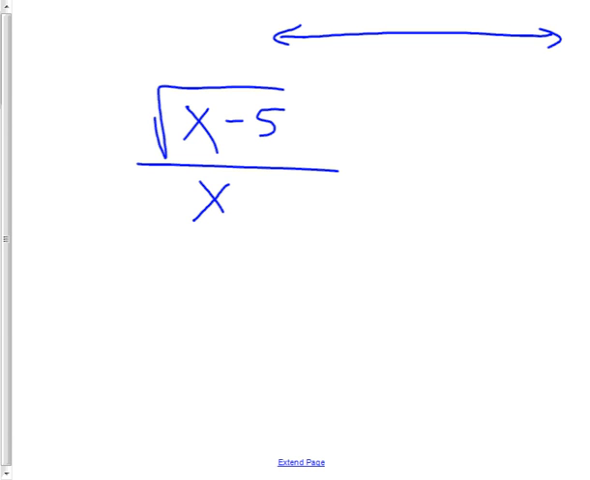Would you agree I'd have a problem if x was 0? That's the thing to watch out for in the denominator. So I better make sure that x is not 0. So I'm going to put an empty spot on 0.